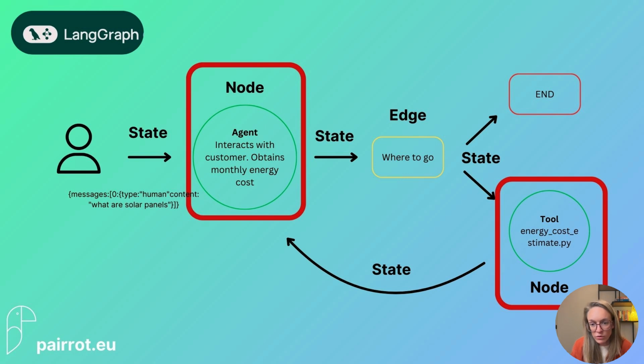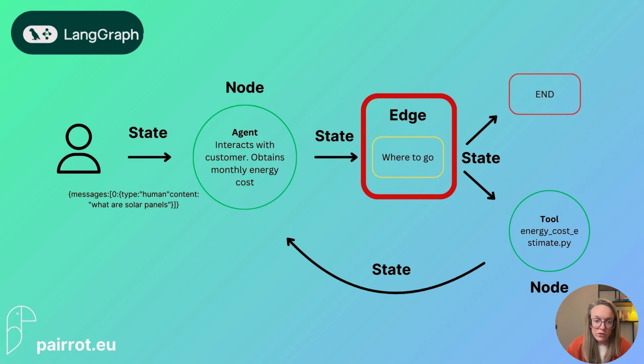You can think of a node as individual tasks or actions that the AI agent performs. In our solar panel example, each node could represent a different step in that process, like collecting user input or performing a calculation. For instance, one node might gather the user's monthly electricity cost, and another node could calculate how many solar panels they'd need based on that input. Nodes are the building blocks of our workflow, and each one represents a piece of logic or computation.